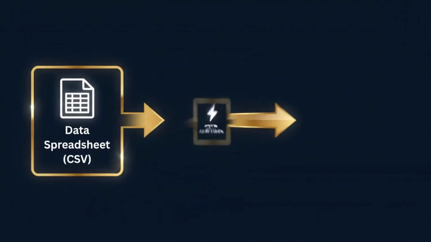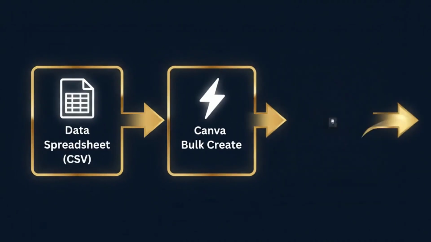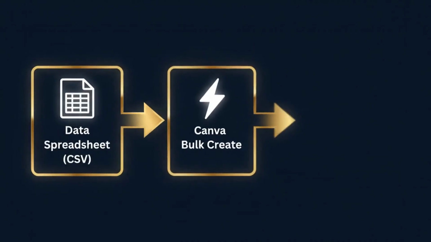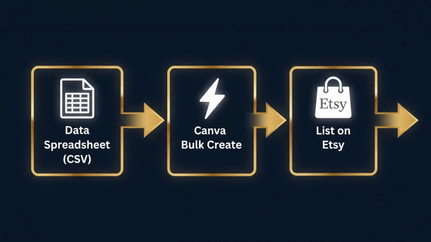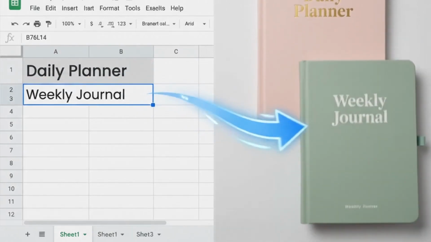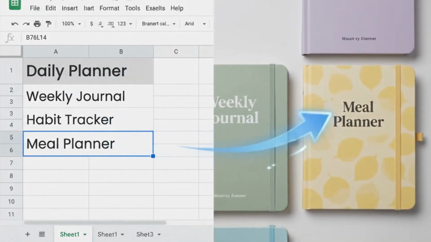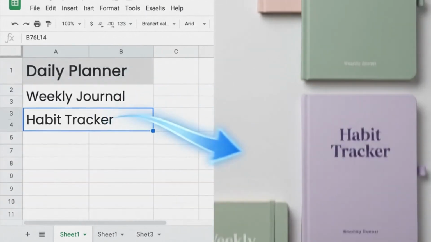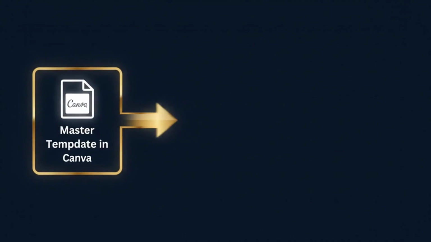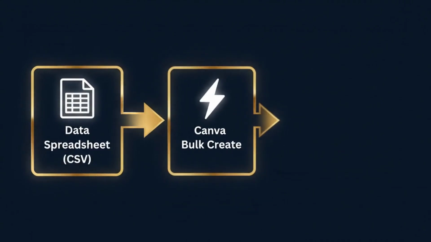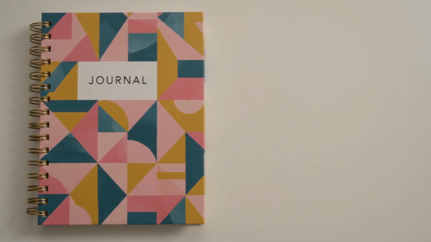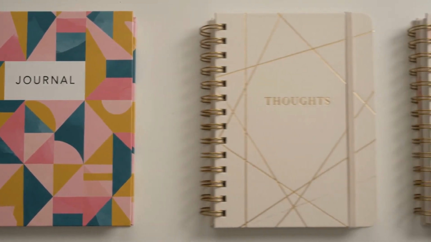Let's get into it. Before we touch Canva, let me show you the whole system so it makes sense. Step 1. We build one master cover template in Canva with special placeholder fields. Step 2. We create a spreadsheet where each row is a different product. Step 3. Canva's Bulk Create reads that spreadsheet and automatically generates a unique design for every single row. Step 4. We export all designs as print-ready PDFs. And Step 5. We upload to our print-on-demand supplier and list on Etsy. One template, one spreadsheet, unlimited products.